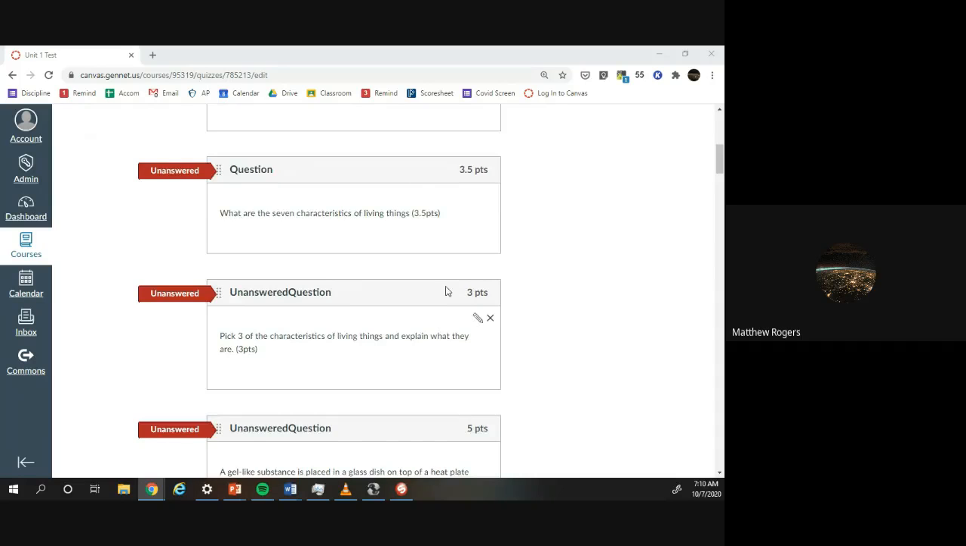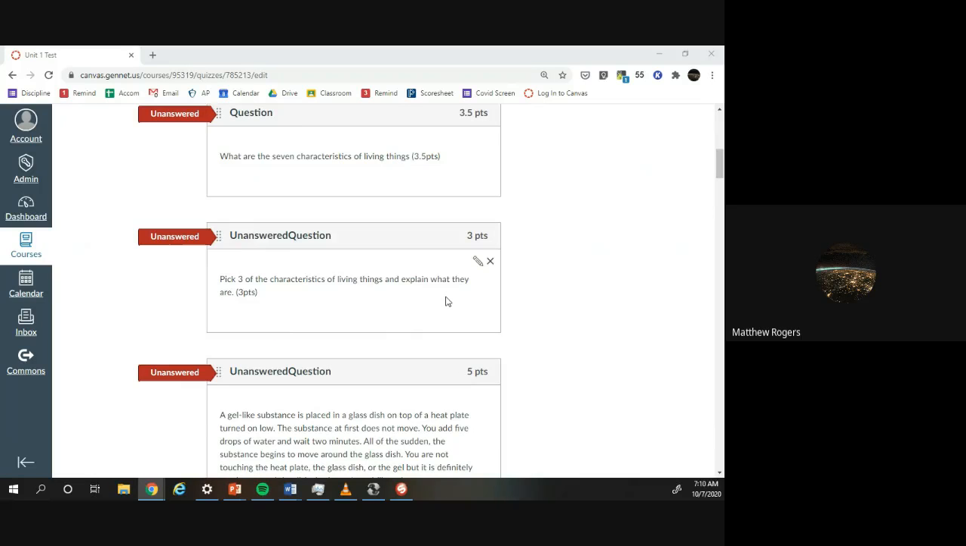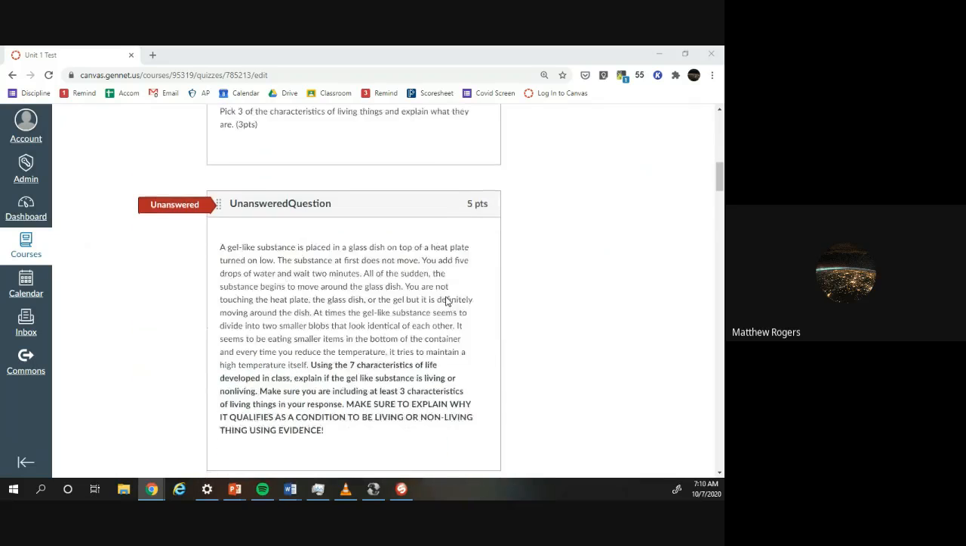Pick 3 of the characteristics. So you have to pick 3 of them and explain what they are. You could have picked any 3. A lot of you guys picked things like reproduction and genetics and evolution. That's fine, fantastic. Cells is kind of a hard one to explain. It's just they make up all living things. So it depends on which one you guys chose. I can't really give you a detailed answer there.